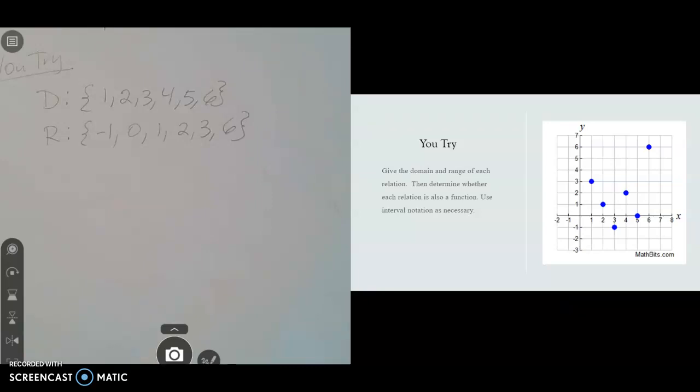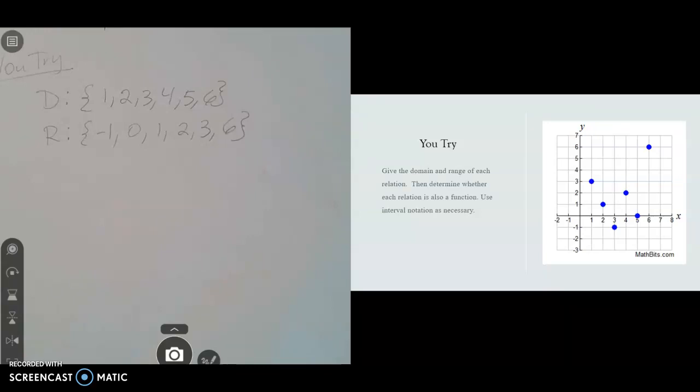Next up, is it a function? Well, let's see. For every single x value, does it only go to one y value? So let's see. For the x value of 1, it just went to 3 for the y value. For x is 2, it only went to 1. For x is 3, it just goes to -1. For x is 4, it goes to +2. For x is 5, it goes to 0, and at x is 6, it goes to 6.